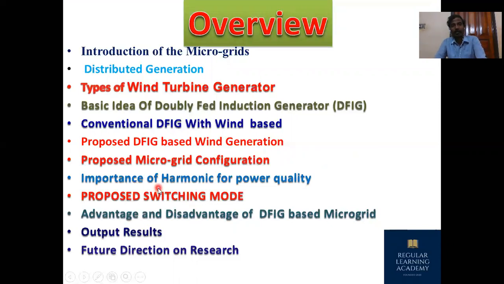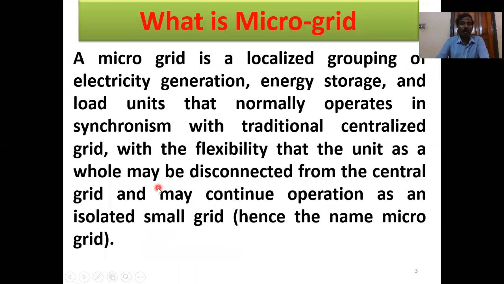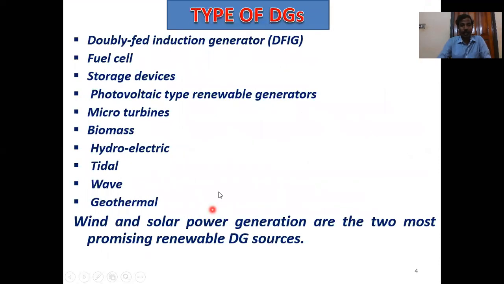So, what is a microgrid? A microgrid is a localized grouping of electricity generation, energy storage, and load units that normally operates in synchronism with the traditional centralized grid, with the flexibility that the unit as a whole may be disconnected from the central grid and may continue operation as an isolated small grid. Hence the name microgrid.